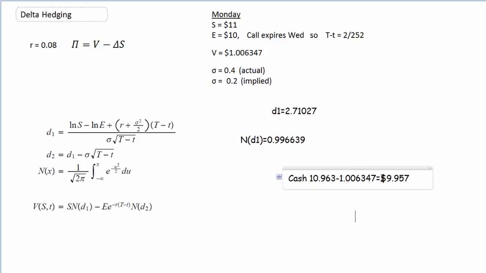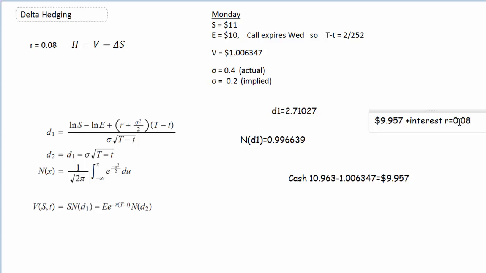The only thing left to do for today anyway is to take that cash that I have and put it in the bank. So I'm going to get that plus a little bit of interest. The interest is 8%. Now 8% for one day on a little less than $10 is not a lot, but it's something.